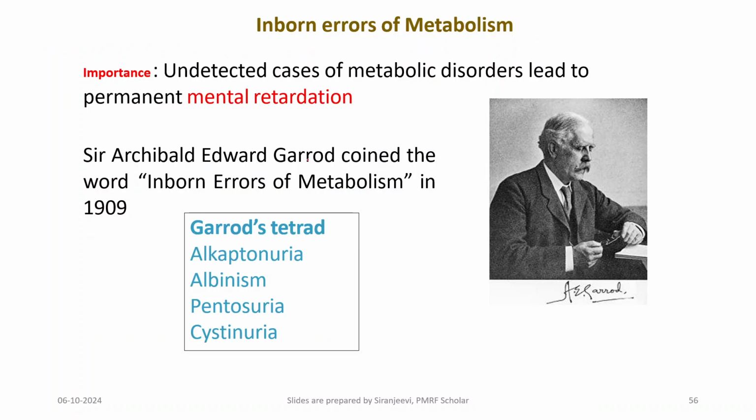Next, we are going to see inborn errors of metabolism, which are usually underrated cases of metabolic disorders that lead to permanent mental retardation. In most cases, inborn errors of metabolism lead to mental retardation. The first scientist who understood this kind of inborn error of metabolism was Sir Archibald Garrod. He gave an explanation for four disorders, otherwise called Garrod's tetrad: alkaptonuria, albinism, pentosuria, and cystinuria, in 1909.